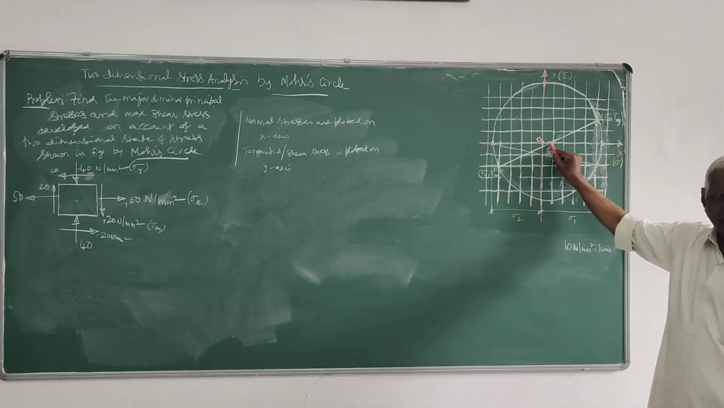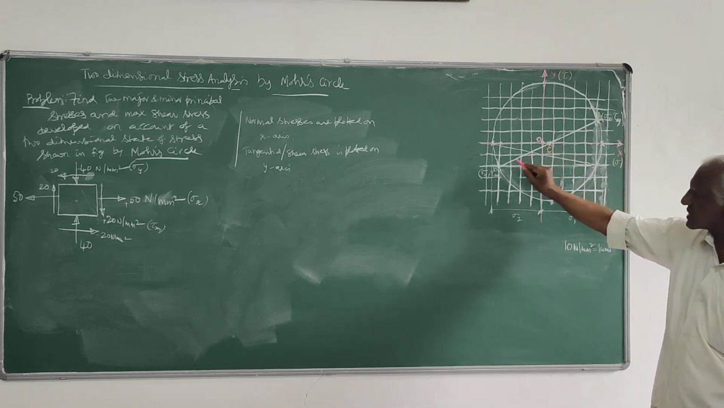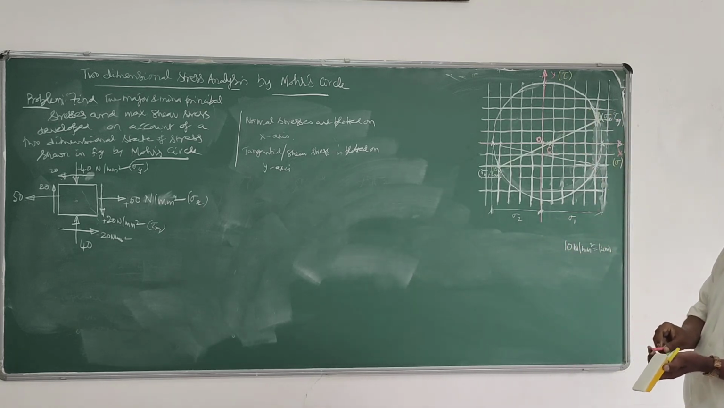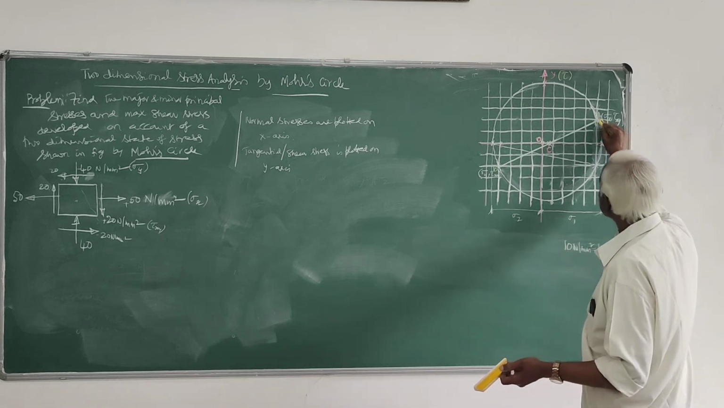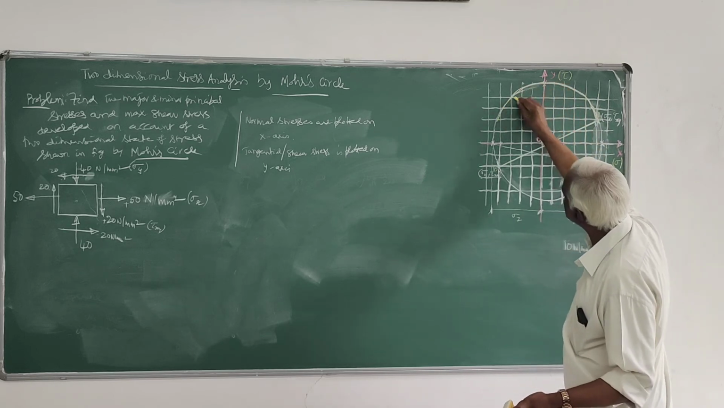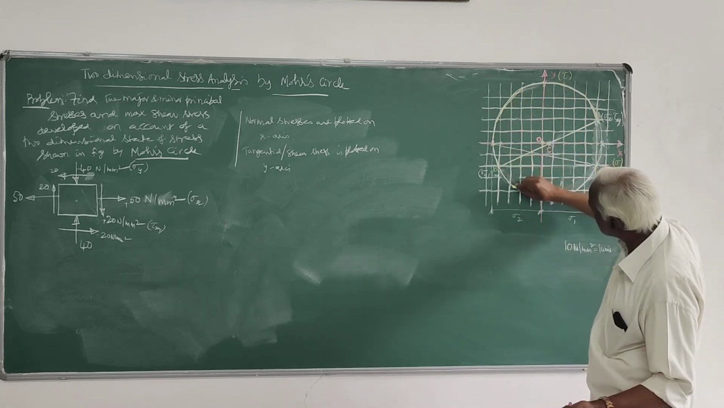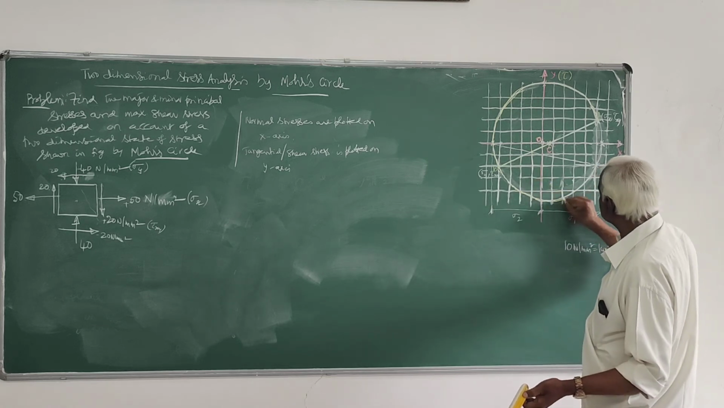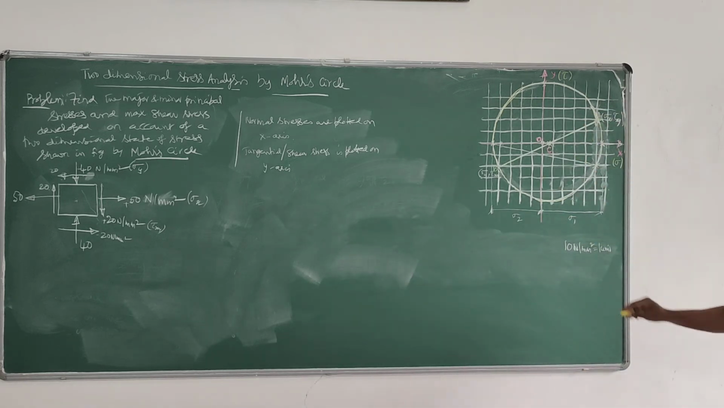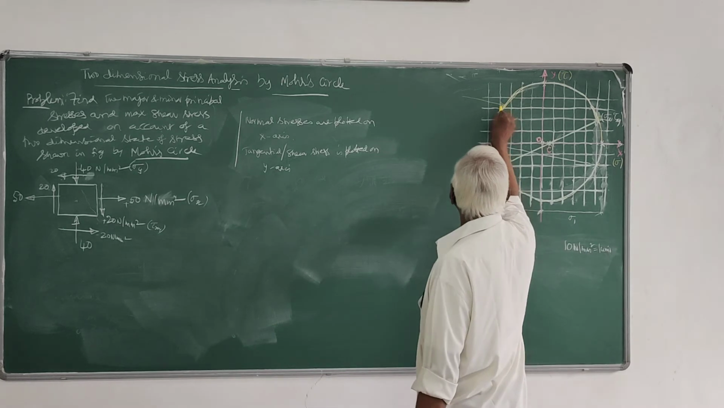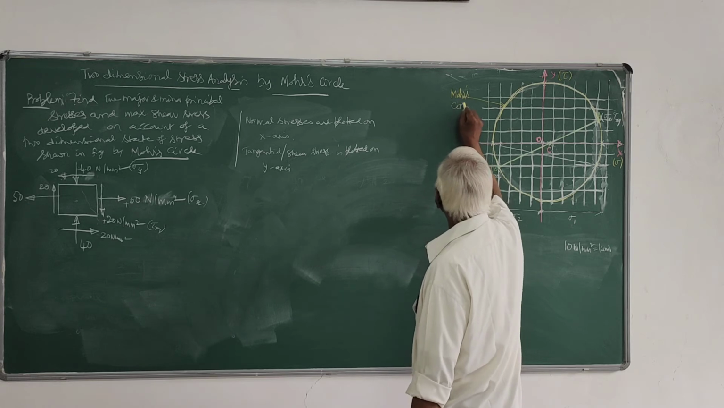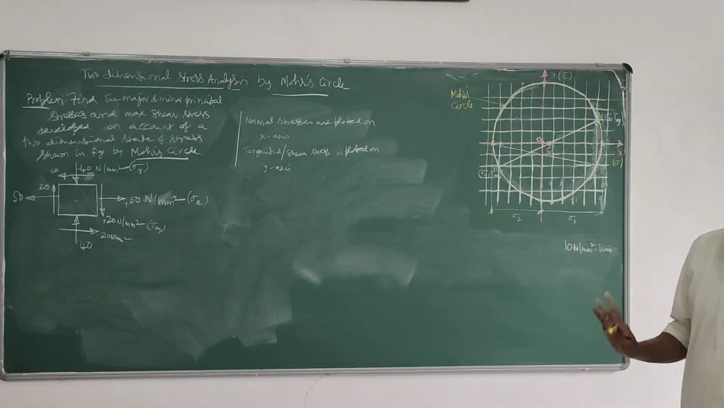Once you get this center, with this CA or CB as radius, you draw a circle, like this. This is that circle. That circle is called the Mohr circle. That's all you have to do.